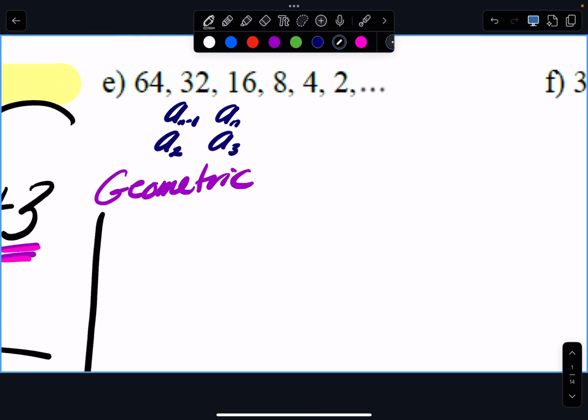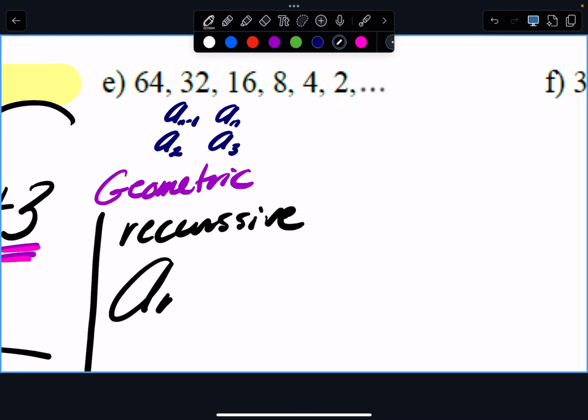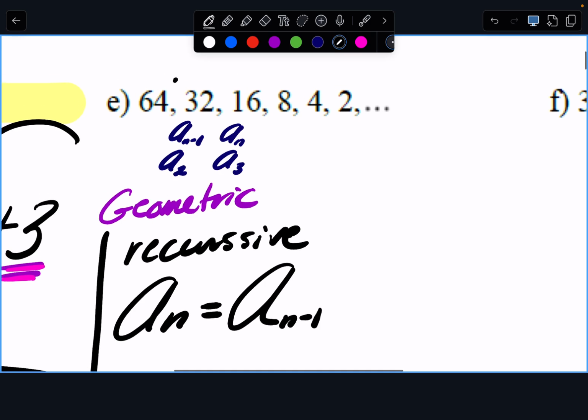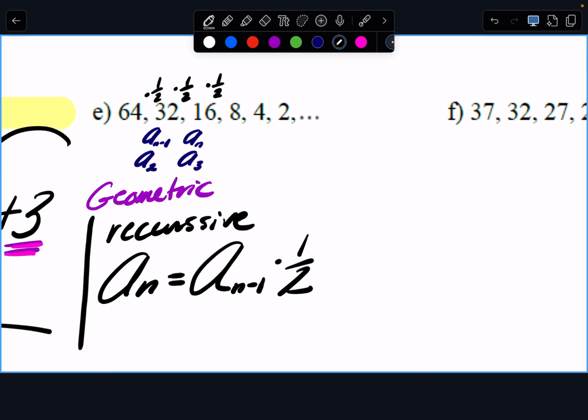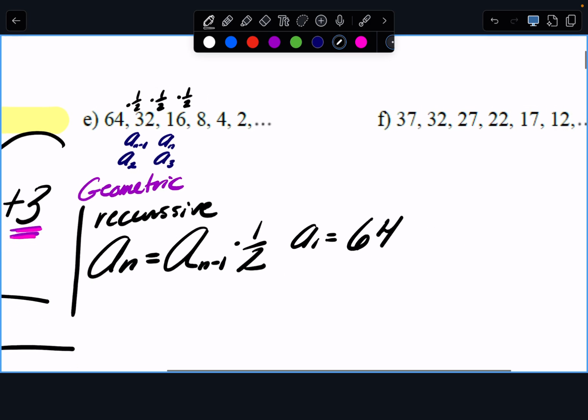Okay, let's do geometric now. So geometric, a recursive, write this down, recursive formula is a sub n equals, what are we doing here? We're taking the previous term. A recursive formula is written with previous term. We're taking the previous term and we're timesing by 1/2. So this is probably the easier formula to write, but it's not really that useful. We then have to say where to start. So a sub 1 is 64. Again, now I could recreate 64, 32, 16, 8, 4, 2 based on that formula.